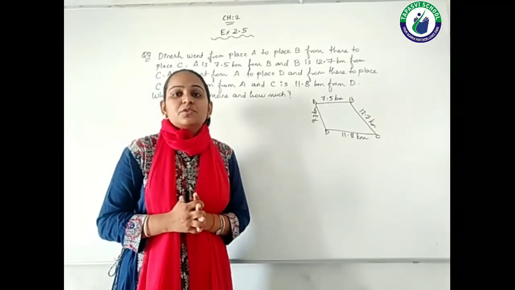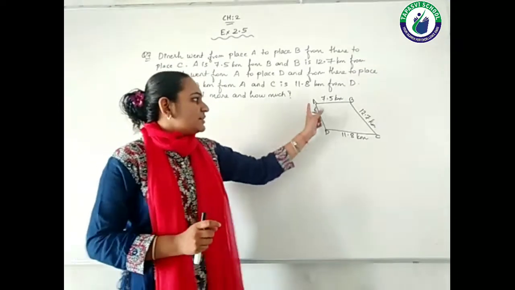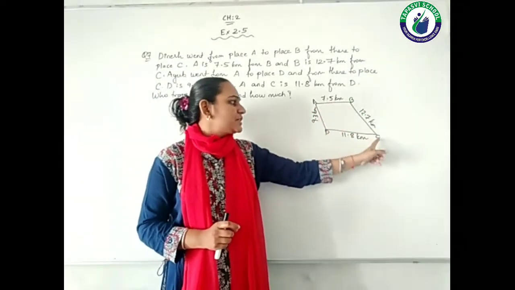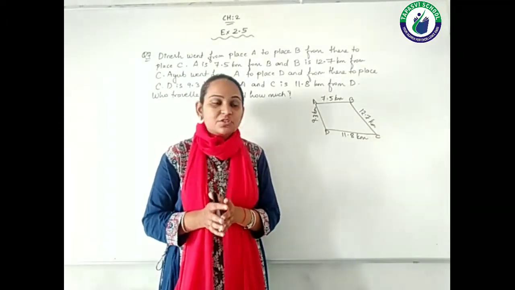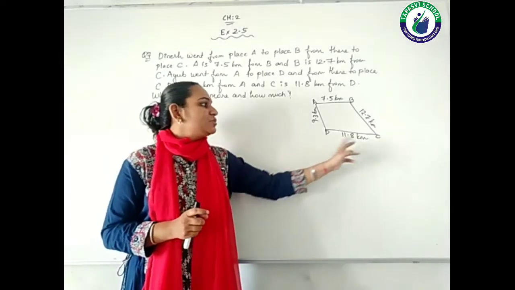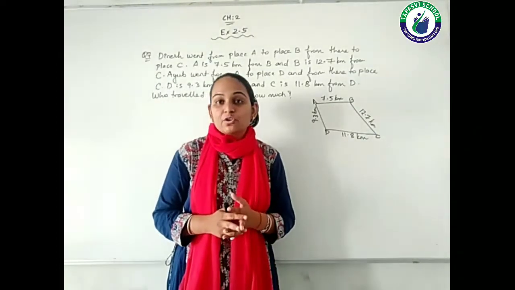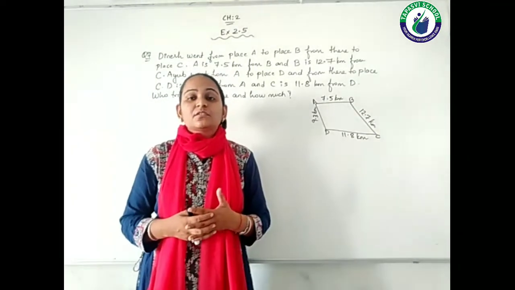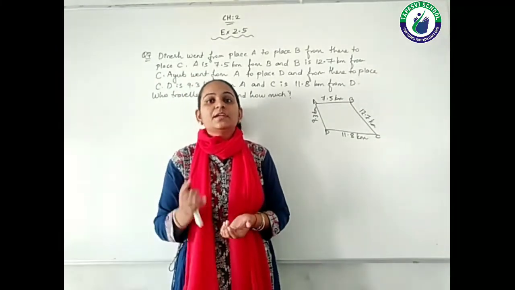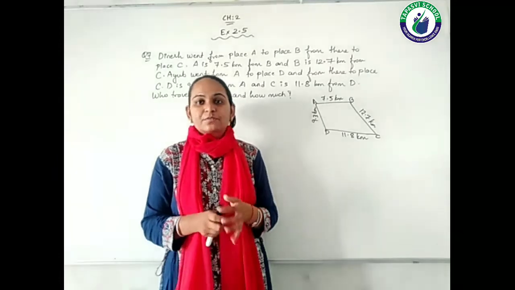I have written here, students, the distances also. The A to B distance is 7.5 km. B to C the distance is 12.7 km. A to D the distance is 9.3 km and D to C the distance is 11.8 km. Now we have to find who has traveled more distance and by how much, right? So let's begin.